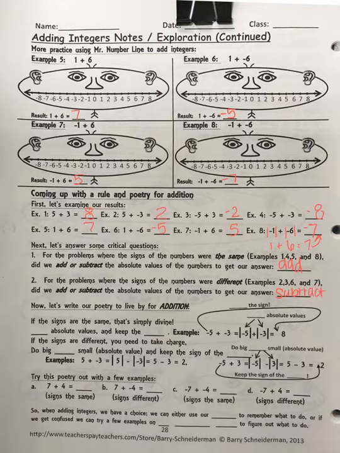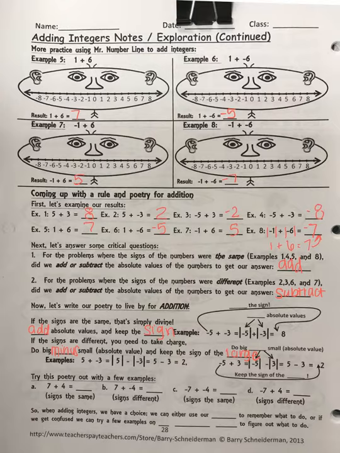So now let's write some integer poetry. You guys ready? Let's do addition. It says, if the signs are the same, that's simply divine. Add the absolute values and keep the sign. If the signs are different, you need to take charge. Do big minus small and keep the sign of the large. So you're going to keep the sign of the larger number.